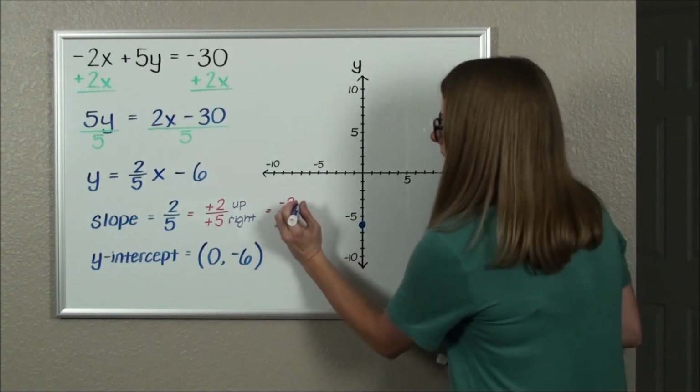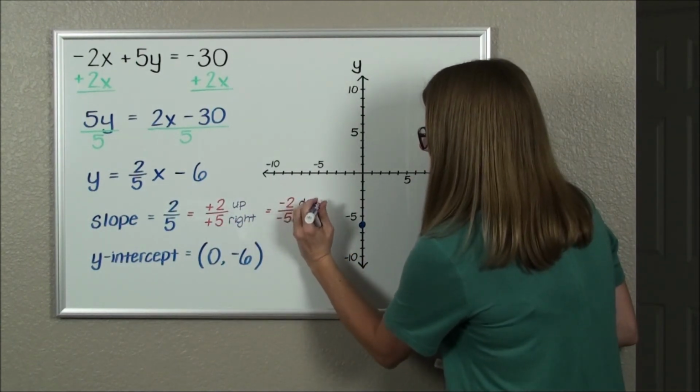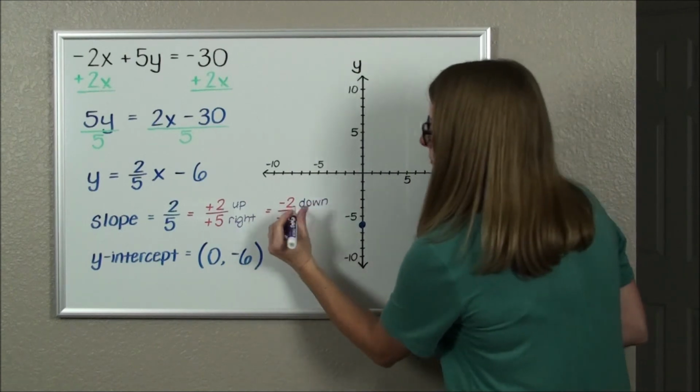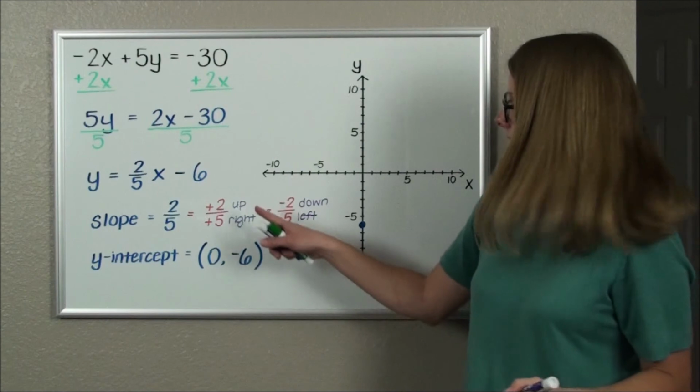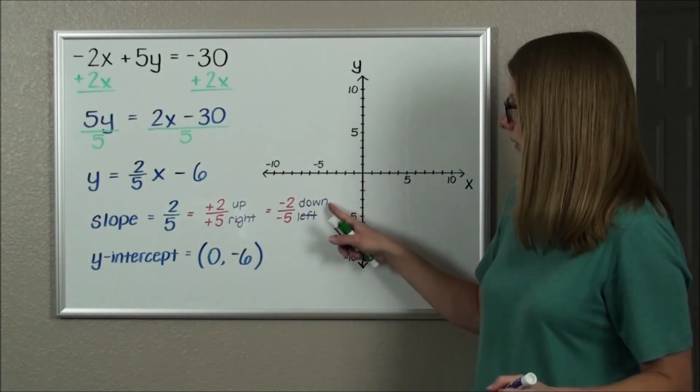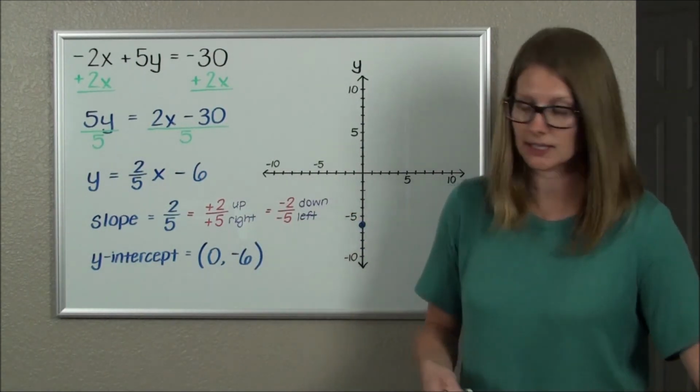Negative 2 for my rise would be going down. Negative 5 for my run would be going left. So I have two options. I can go up 2, right 5. I can go down 2, left 5. So let's see where that takes us.